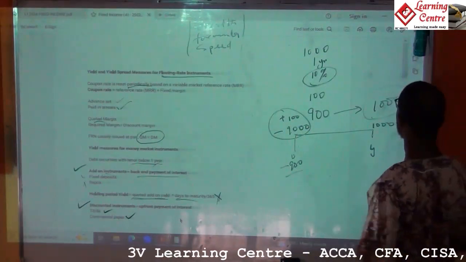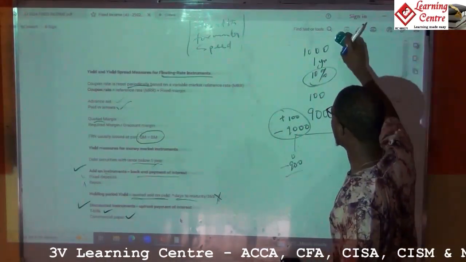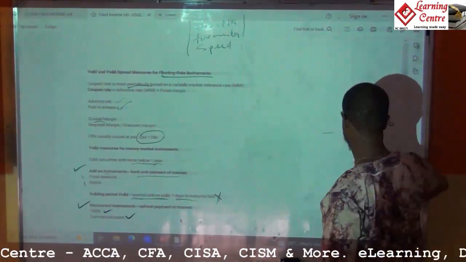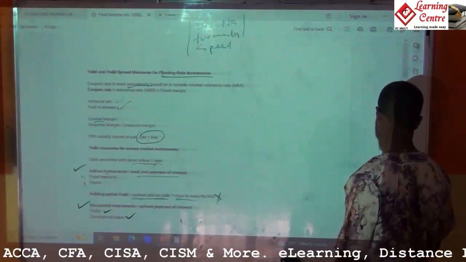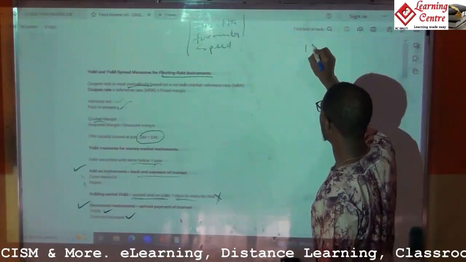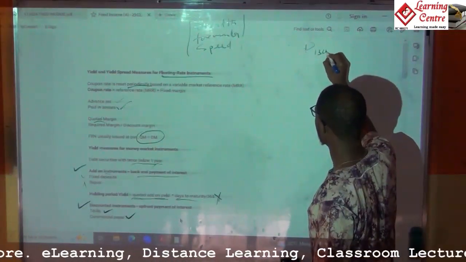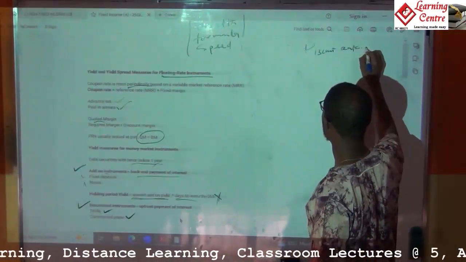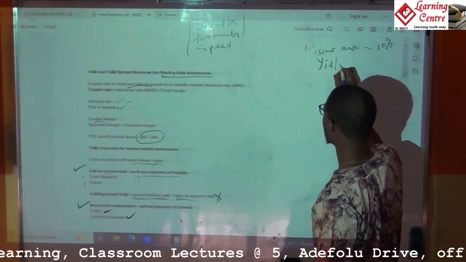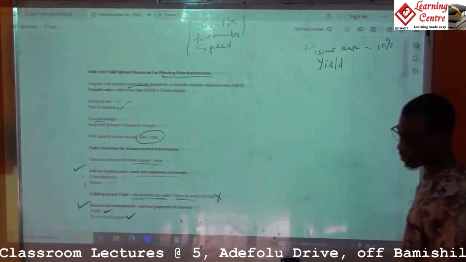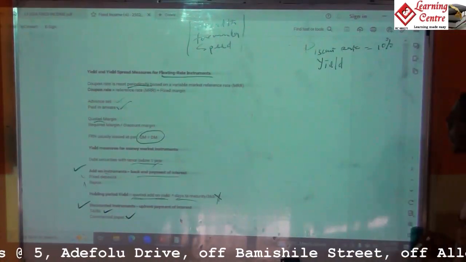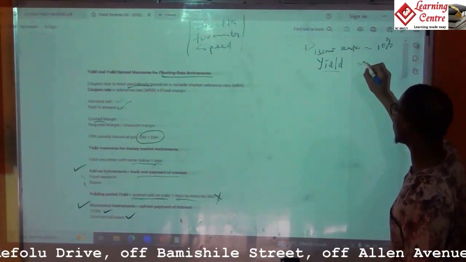So there are some formulas that we also need to know here. Let's take this example as a case in point. There is the discount rate, which is 10%. Call it discount rate, not interest rate. And there's a yield on this instrument.